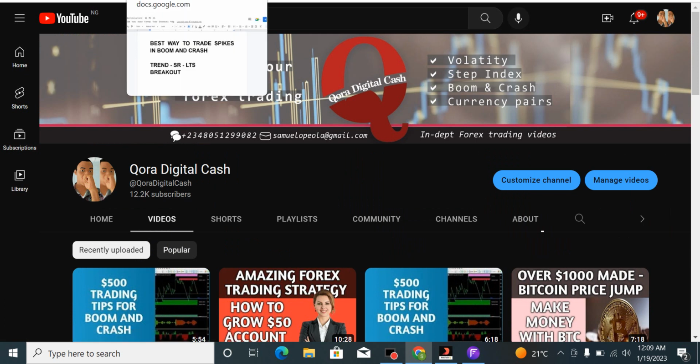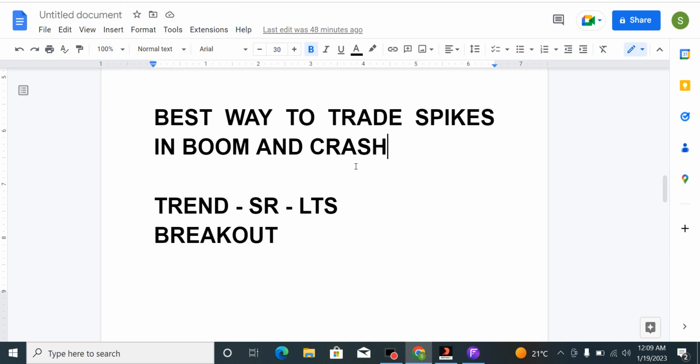Like I said earlier, we will be checking out the best way to trade spikes in Boom and Crash. Spike trading is a unique trading strategy that you need to understand. One of the things to put into consideration while trading spikes, which is very important, is the trend. Once you understand the right trend to go into, then definitely you will be able to milk the market successfully. And apart from the trend, you need to consider your support and resistance zone.